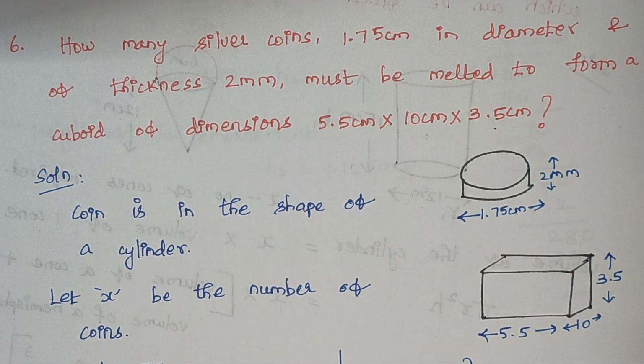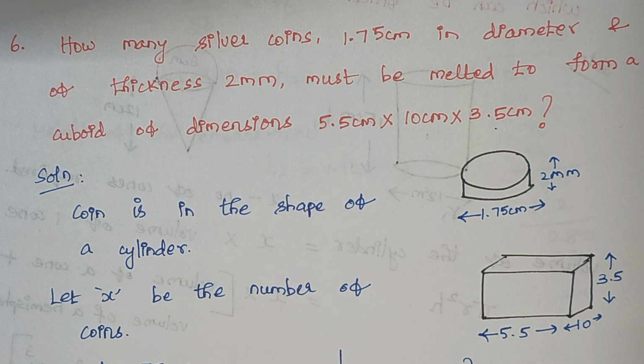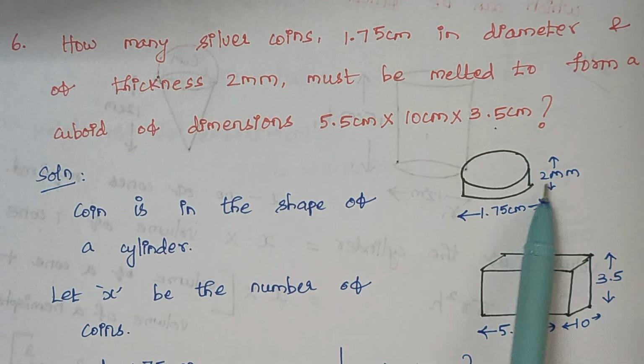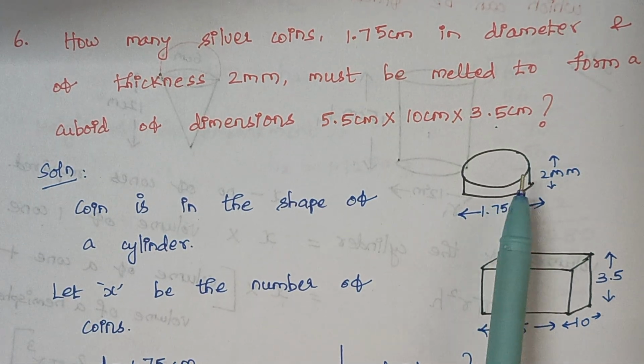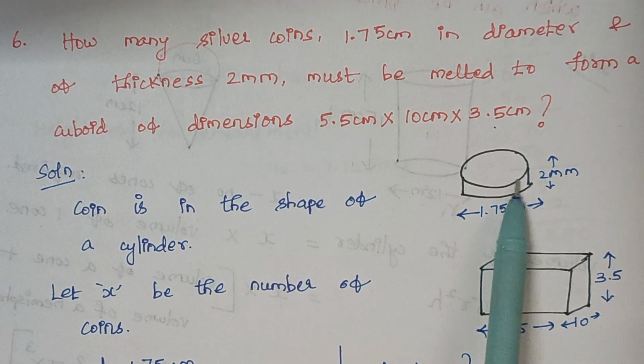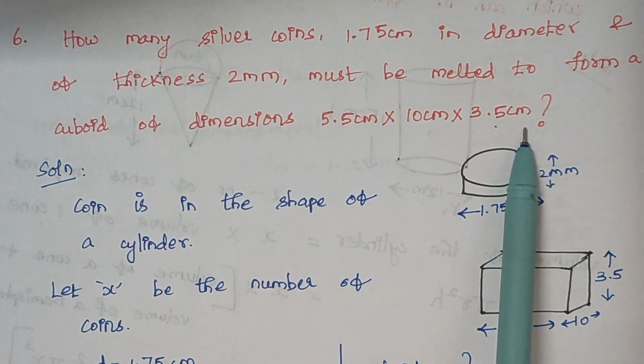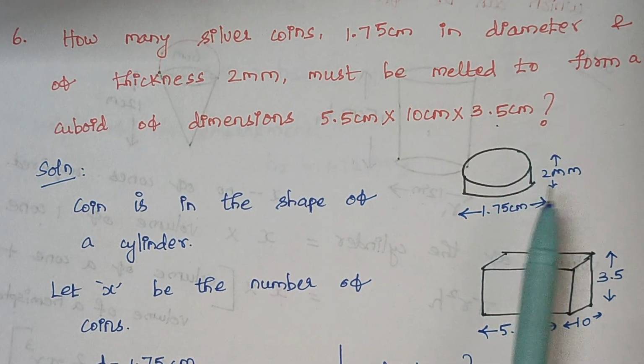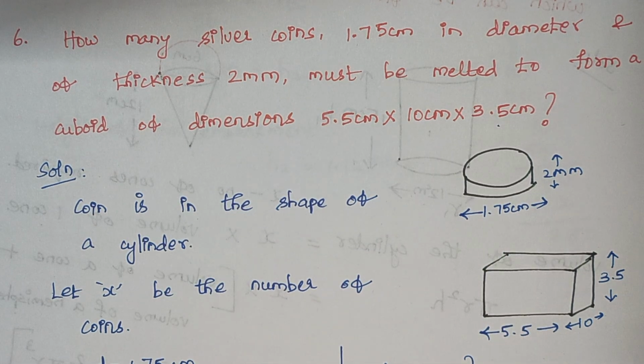Okay, this is just the reverse of the previous problem. There we had a big cylinder filled with ice cream, and we transferred the ice cream from the cylinder to the cones. But here it is just the reverse. We have small coins, and we are going to melt these coins to form a cuboid of this dimension, and here we need to find how many coins we need.